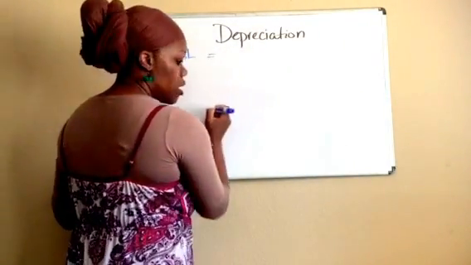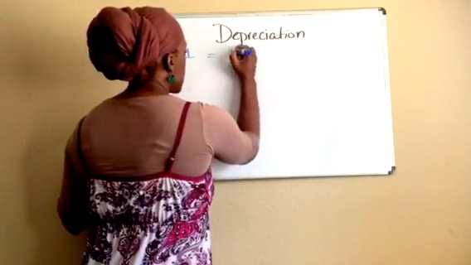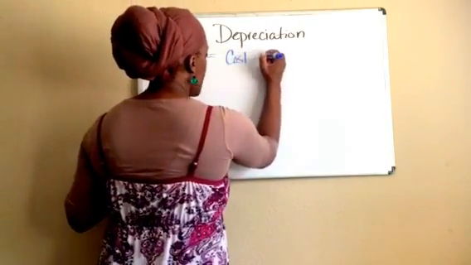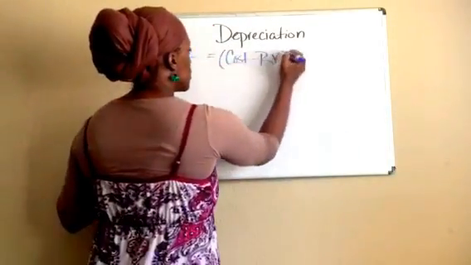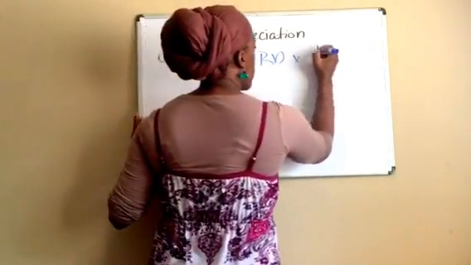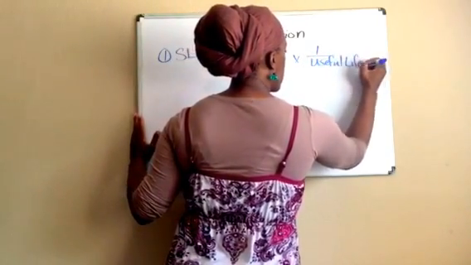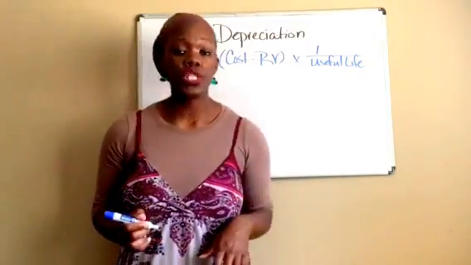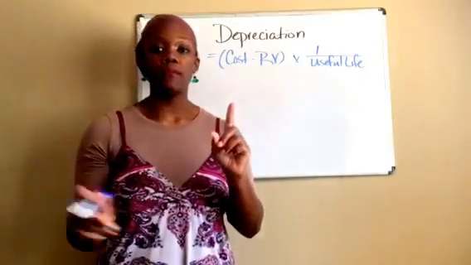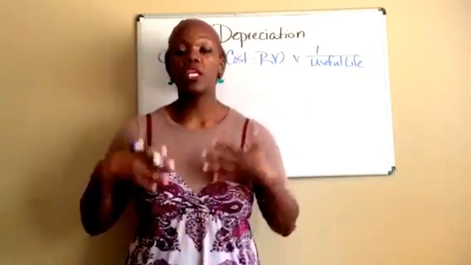The formula to calculate the straight line depreciation is going to be the cost minus residual value, RV, times 1 over the useful life. All right? The beautiful thing about straight line is once you get it for the first year, it's the same thing for however many years we're going to continue, however many useful life years.